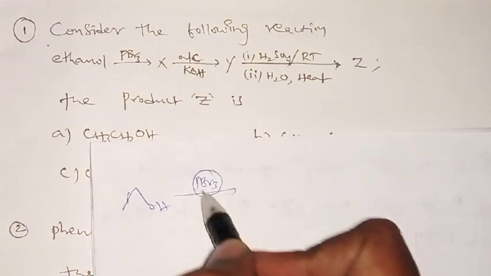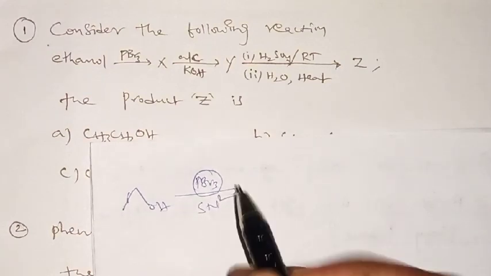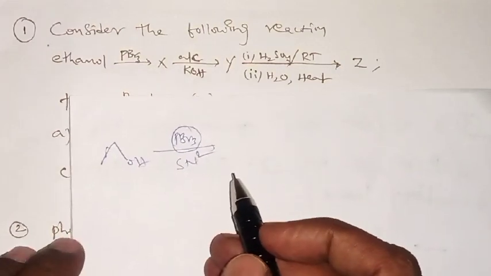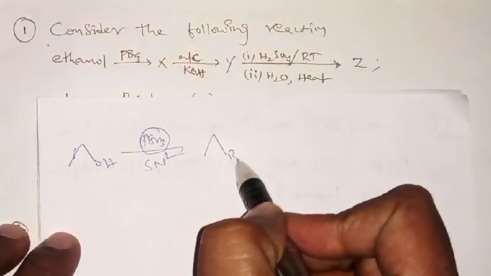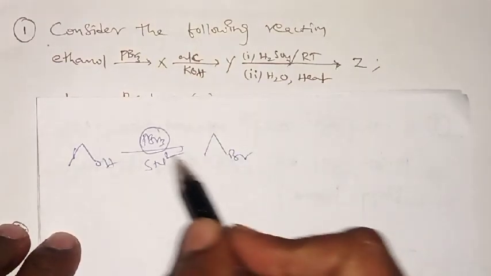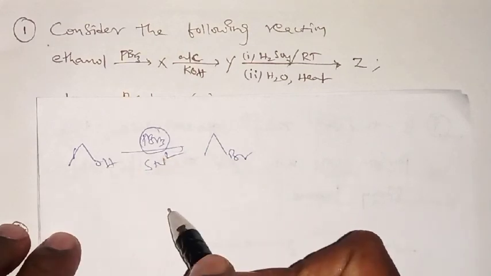What is the nature of this one? Here it undergoes the SN2 mechanism. So due to that, what happens? It forms the corresponding alkyl halide. Just OH is replaced by Br.